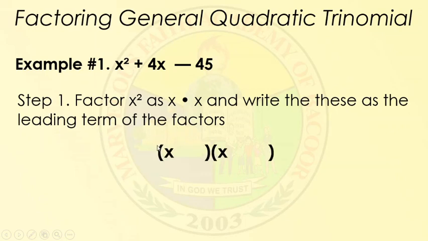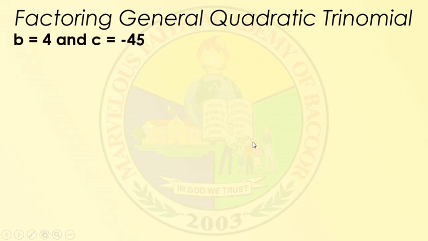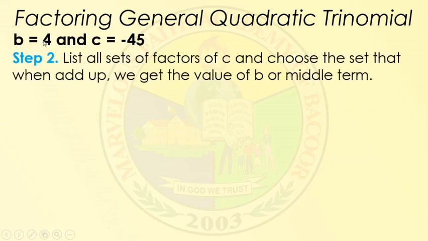So just like step number 1 earlier, we will just put the factor of x squared in front of our parenthesis. Okay? So there. And then the space, we will fill that up after step number 2. Okay? So, the value of b is positive 4 and the value of c is negative 45. Take note that we do not include the variable x.